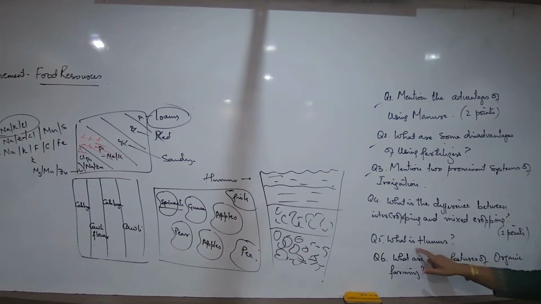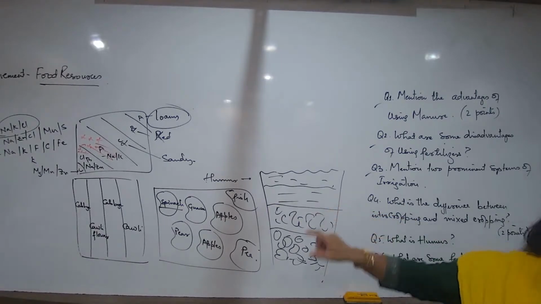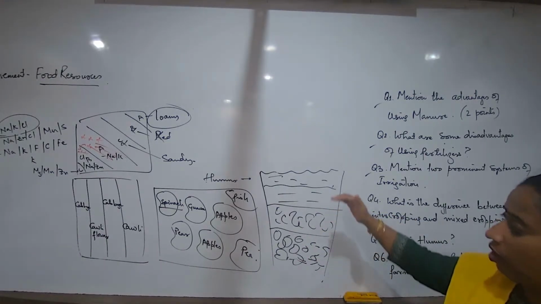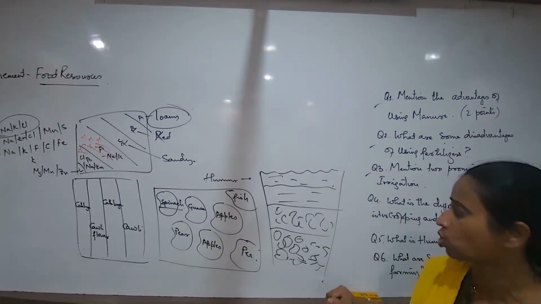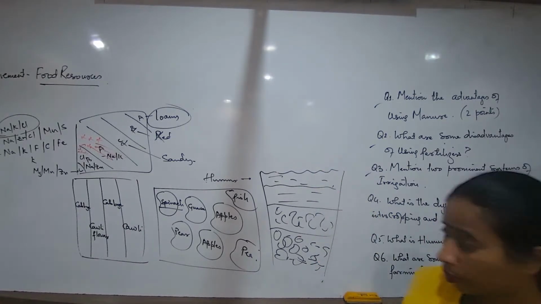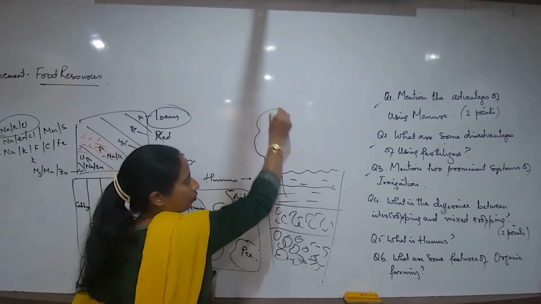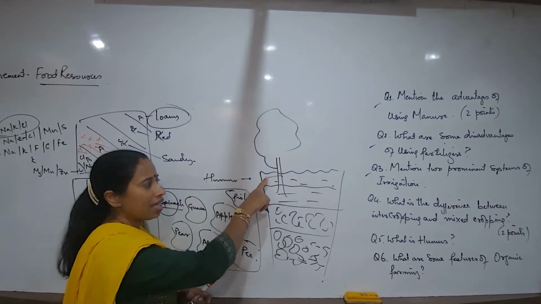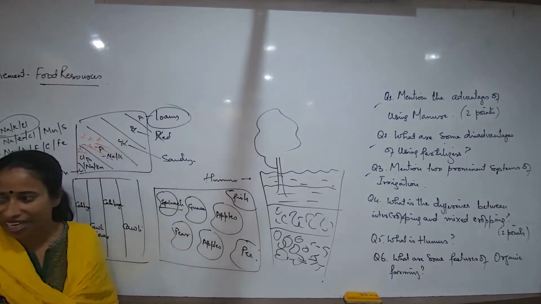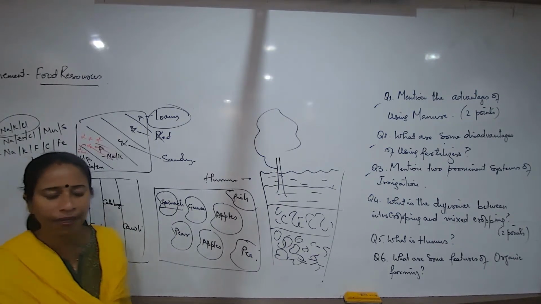Okay, now next is come to this one. Here in this diagram, if I draw the vertical section of the layers of the soil, what is this top soil? What is this topmost layer known as? This topmost layer, which gives rise to plants, is the humus. So what is humus? Humus is the topmost fertile layer of the soil.